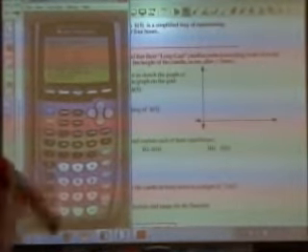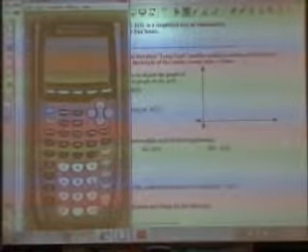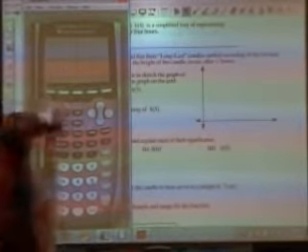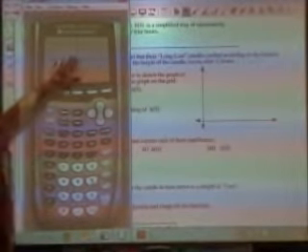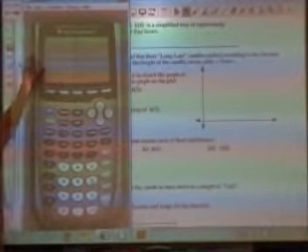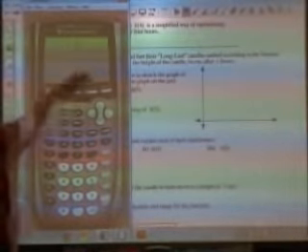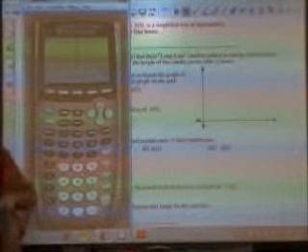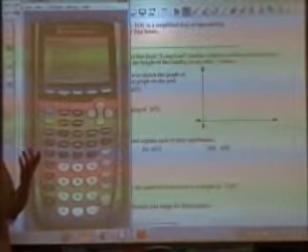If I put this on a standard window setting, I see where it crosses the x-axis, but I don't see where it crosses the y, so I need to adjust my window settings. This part represents negative time, so I don't need a lot of negative time. This is negative height. Again, once the candle gets down to the bottom, it's gone. The candle doesn't get a negative height.